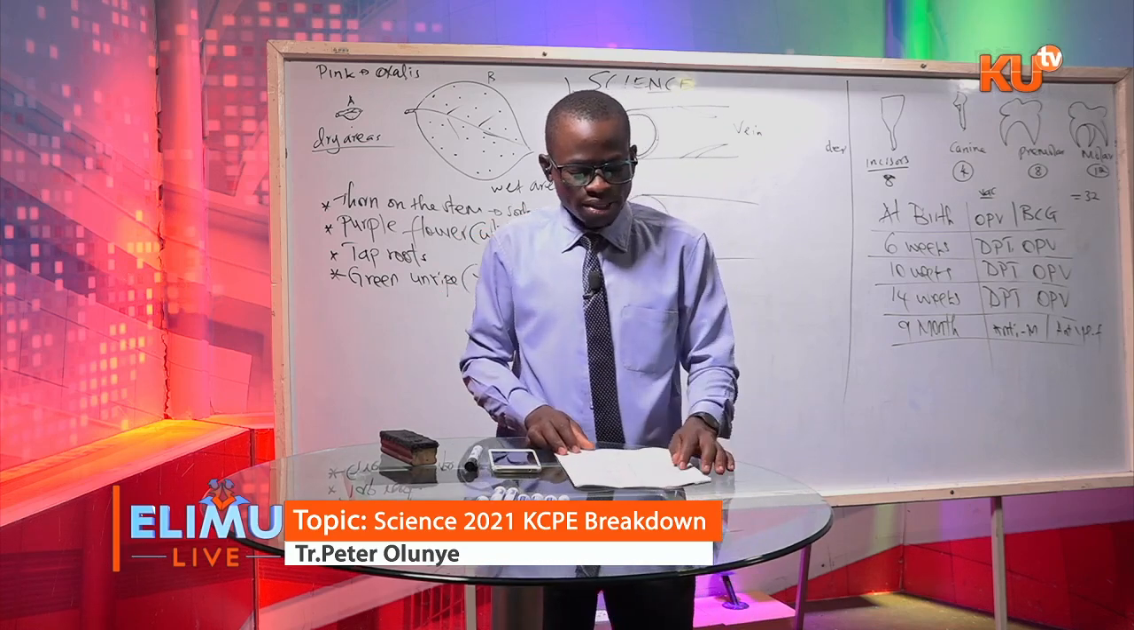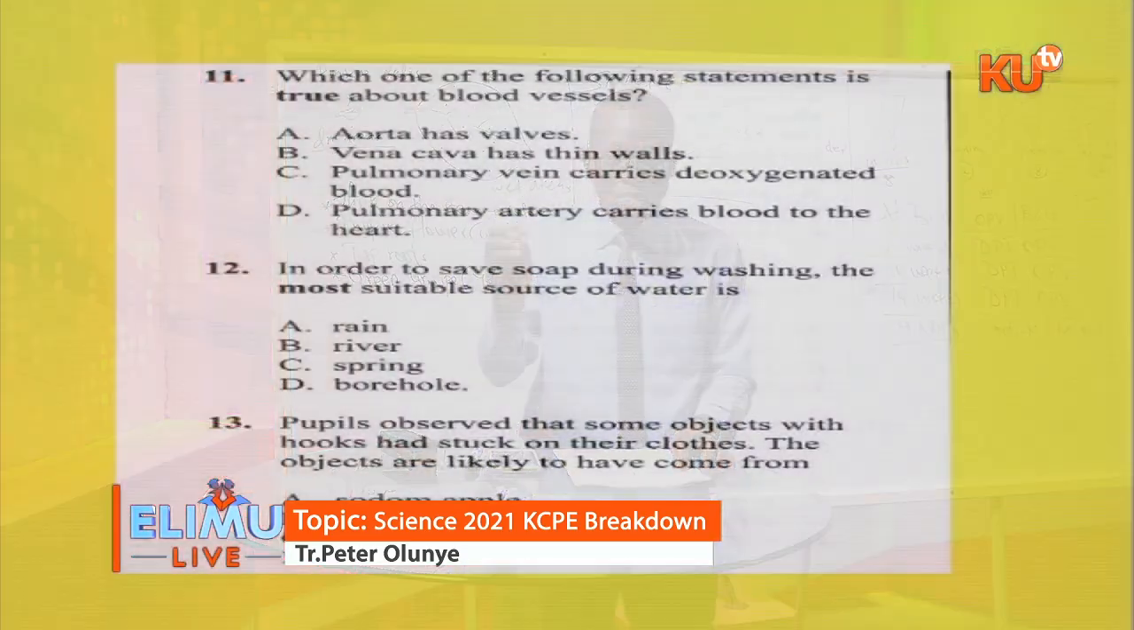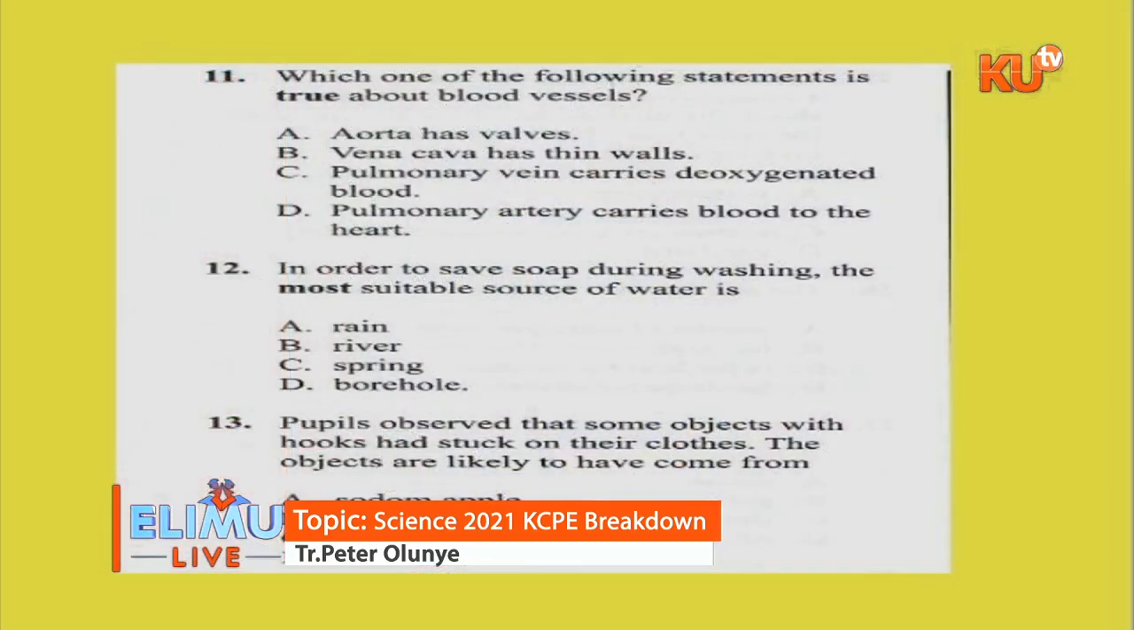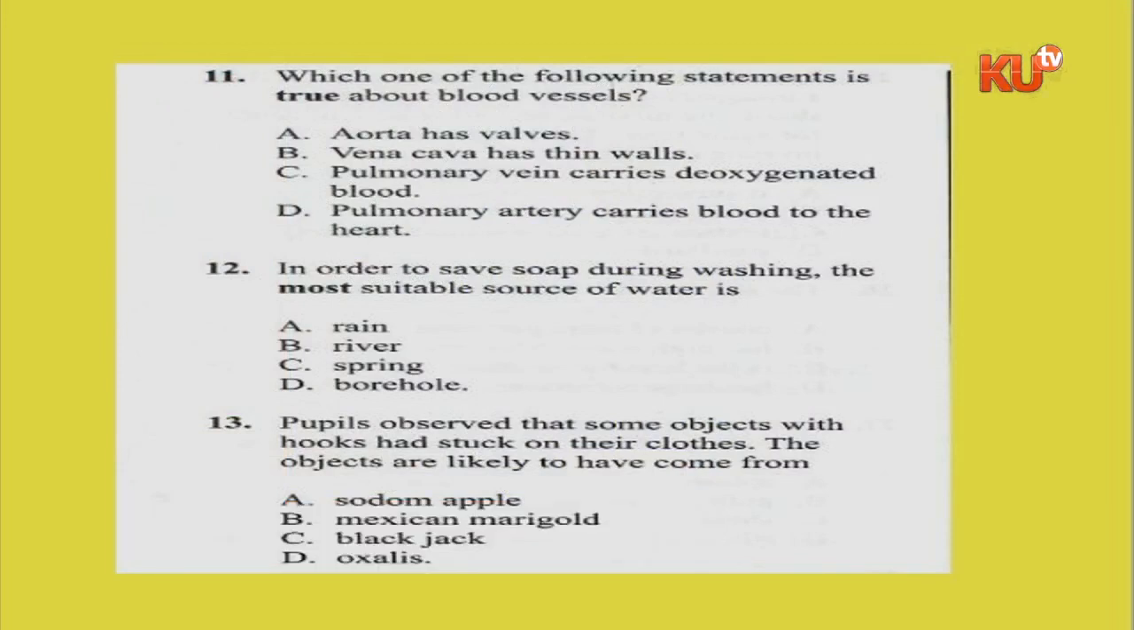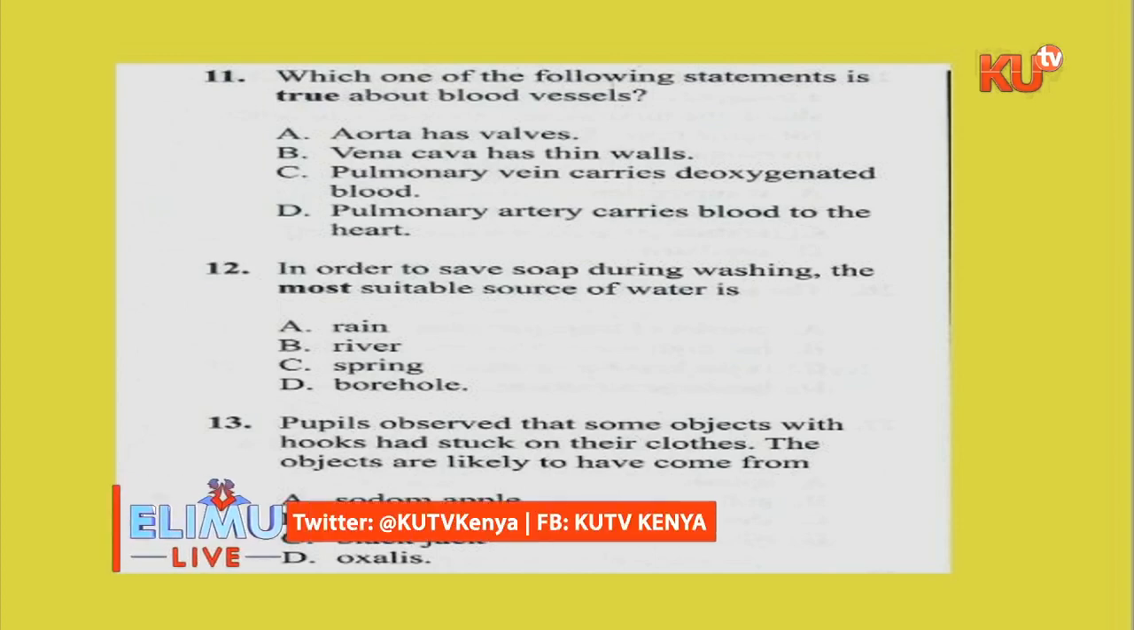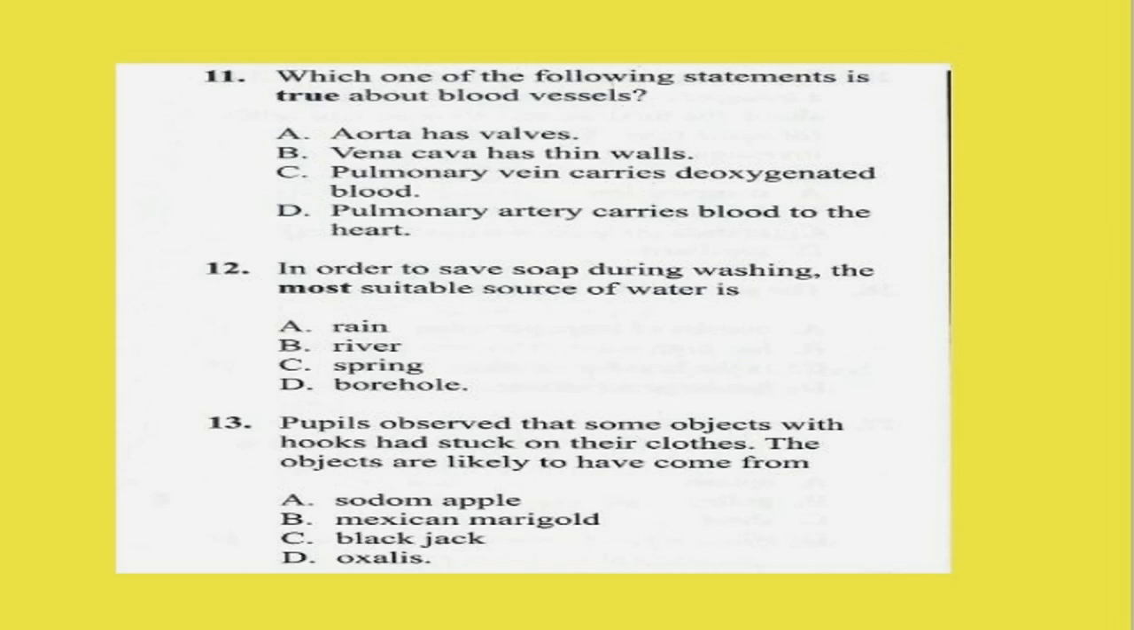Question number 13, boys and girls: pupils observe that some objects with hooks stuck on their clothes. The objects are likely to have come from which kind of weed? We are talking about class 4, boys and girls, where we also talk about weeds. Which kind of weed has certain structures with hooks that stick on clothes? A, is it Sodom apple? B, is it Mexican marigold? C, is it blackjack? D, is it oxalis?